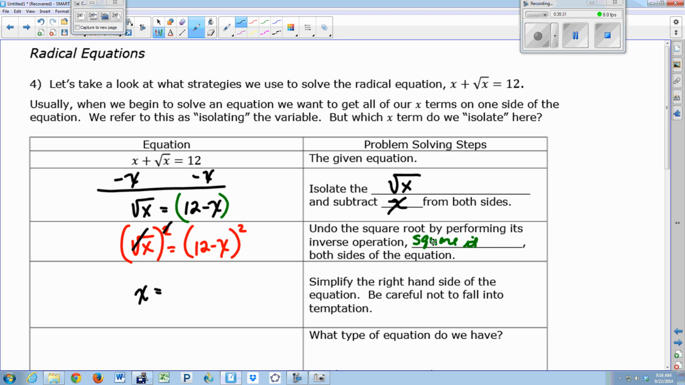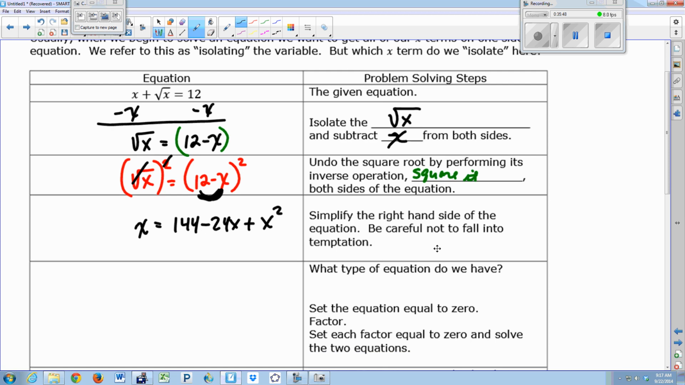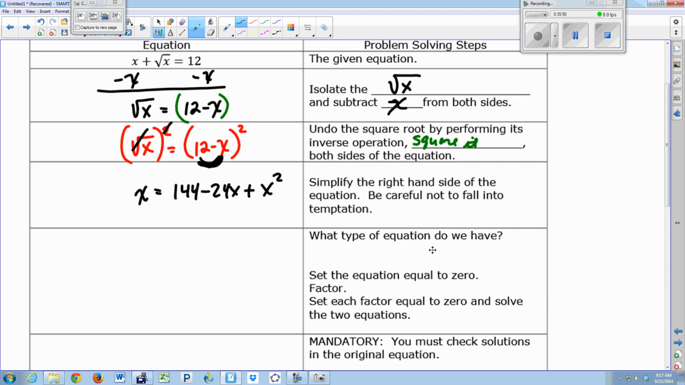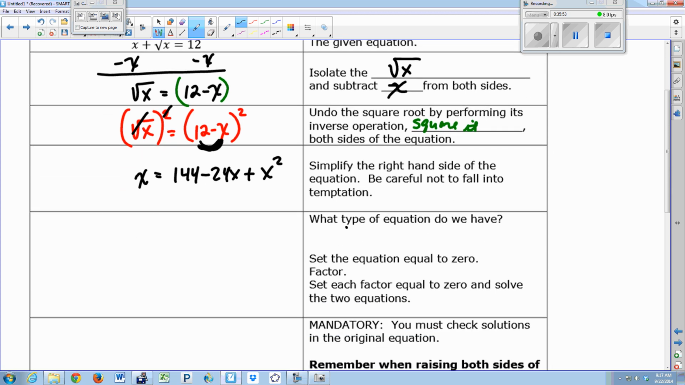Oh, multiply it out. So what will it be when I multiply it out? 144, and then double this. If you multiply that, you get negative 12x, double it, and then what else? Plus x squared. Okay. What kind of equation is that? Quadratic. So we have a quadratic. We know how to solve a quadratic. We set the entire thing equal to 0, so we're going to subtract x from both sides.